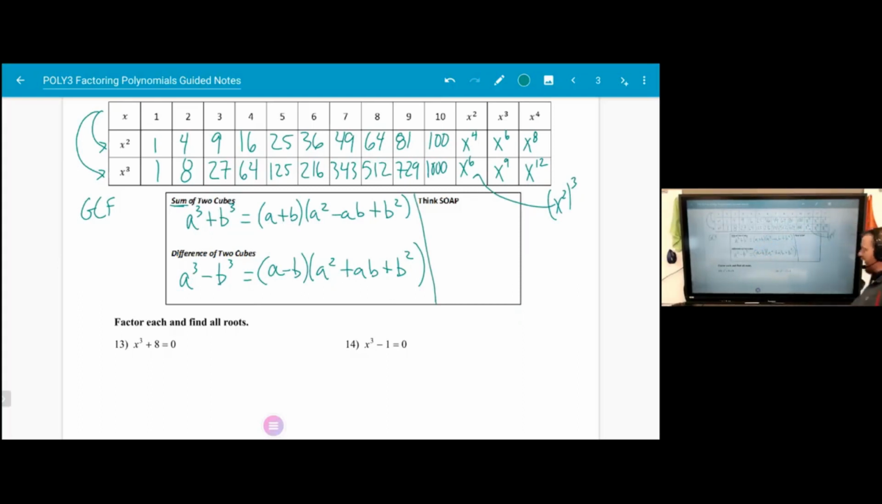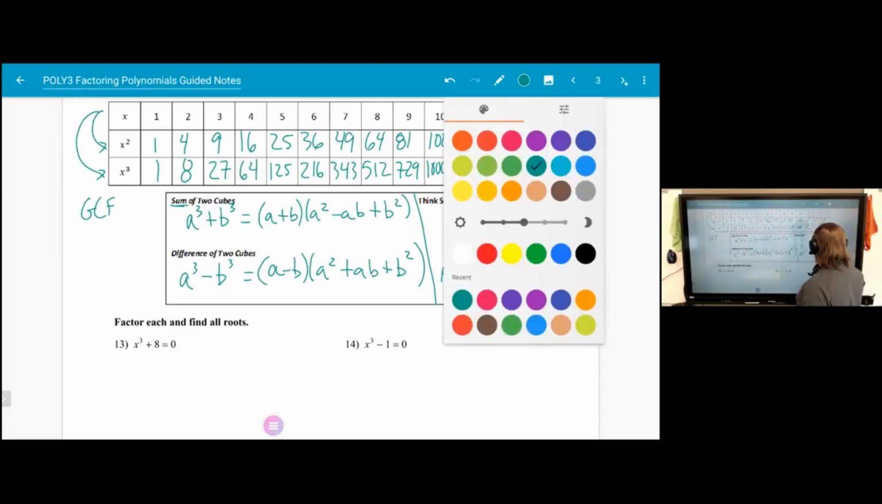Think soap, not like A Christmas Story, eating the soap, stuff like that, bad words. Although you might be saying bad words about factoring. I don't know, we'll find out. But SOAP means, let's do this. We're going to do S, O, and AP. And what we're talking about is the signs in here. The signs.